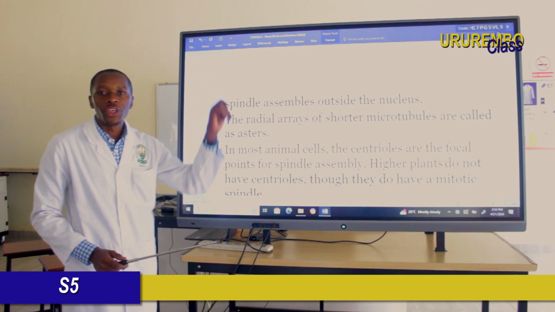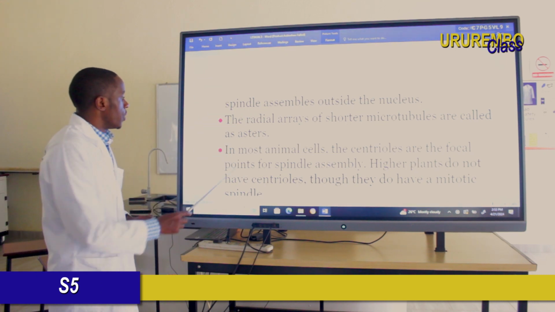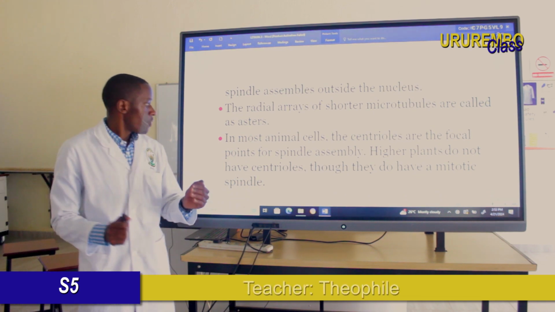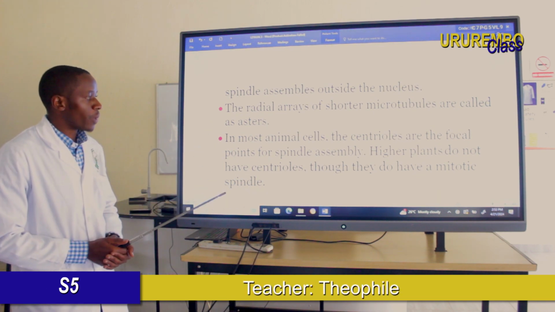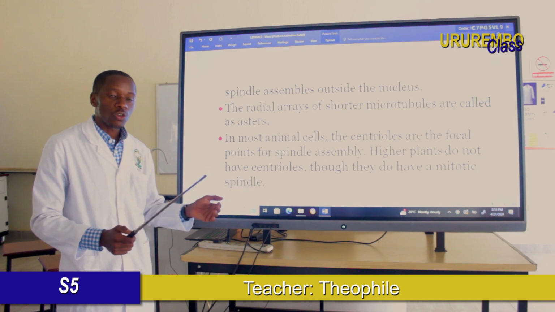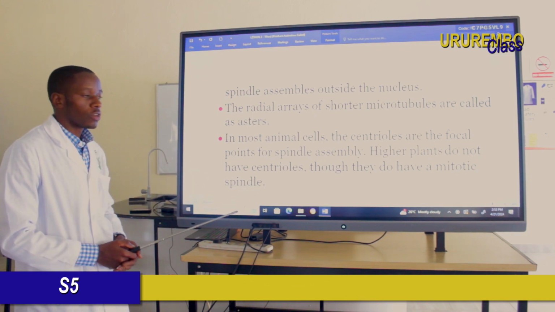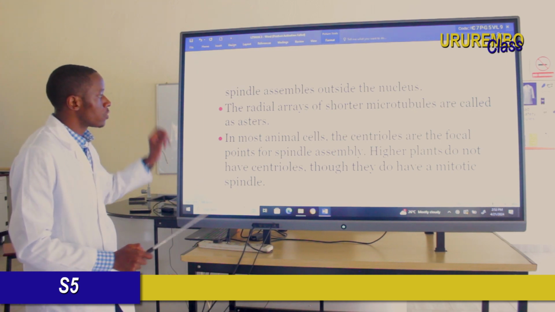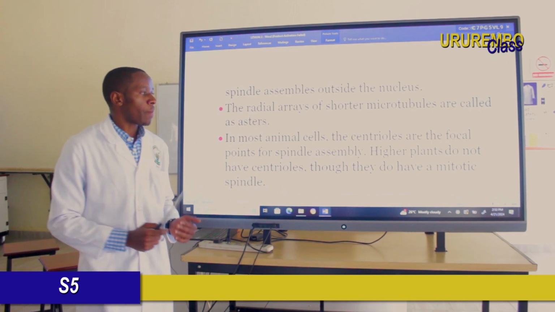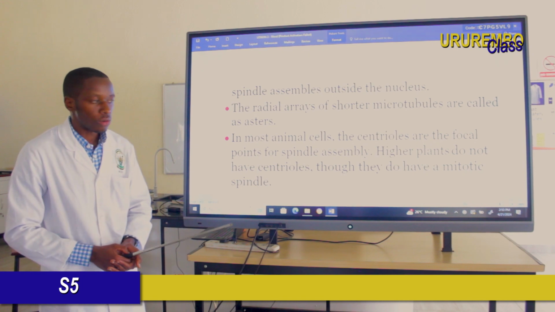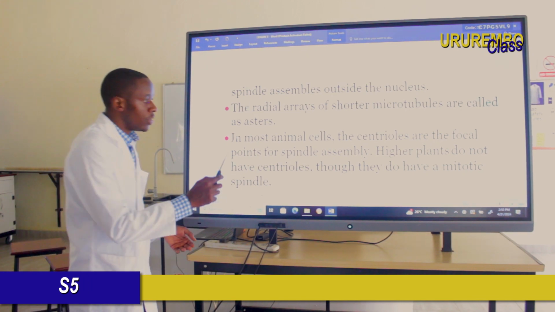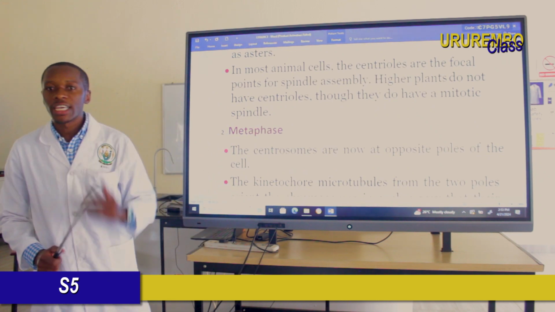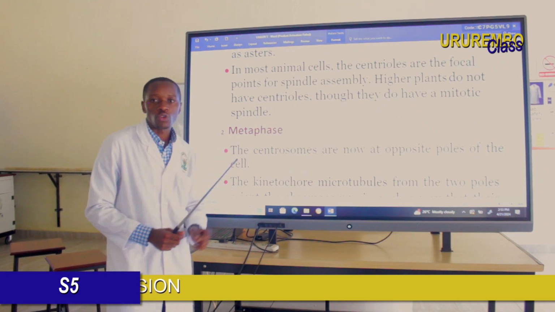These are around the centriole. And in most animal cells, the centrioles are a focal point for the spindle assembly. For the higher plants, there is an exception: animals have a centriole, but higher plants do not have a centriole. But they do have a mitotic spindle. So these are the characteristics of the first phase, called the prophase.